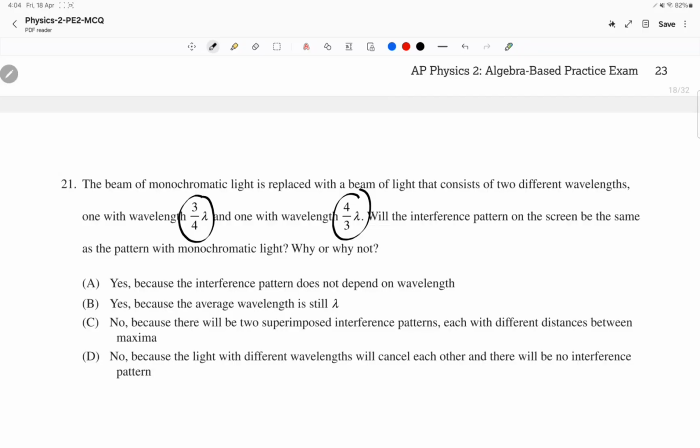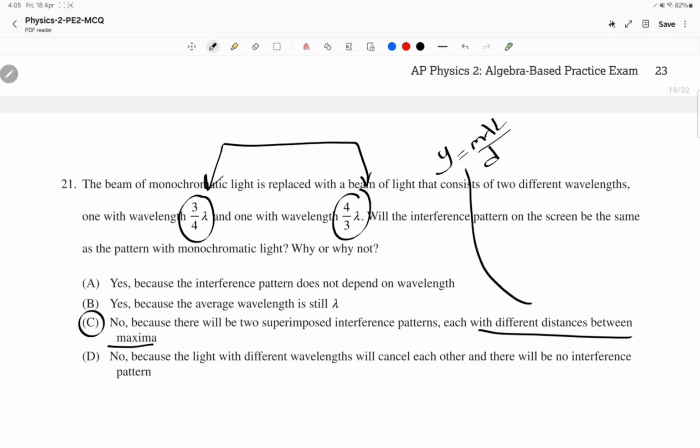So of course you're going to have a different pattern, and those wavelengths are different from each other. Not the same wavelength. And different wavelengths means different light interference, because ultimately Y is equal to m lambda L over D. And so the lambda being different means different Y, means different interference pattern. And so it's going to be C. They're going to have different distance between the maxima because we have different Y.